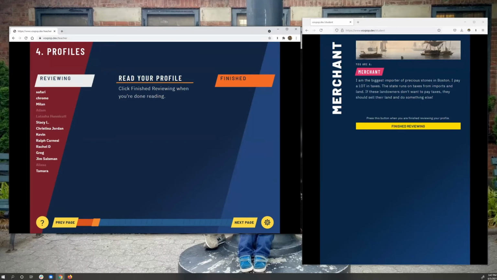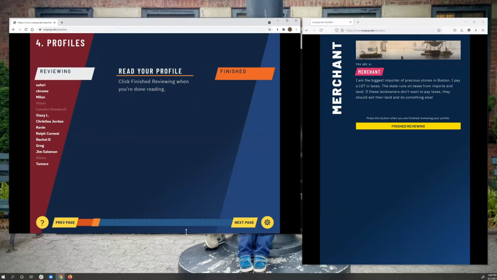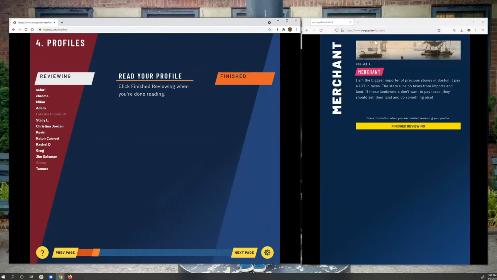Great. So I see on your screens, those of you who are logged in, you should see your own profile. Greg's got a merchant profile pulled up. Once the students are finished reading their profiles, they click the yellow button, finished reviewing. And so you can see when your students are ready to move on to the next stage. I have a couple profiles pulled up.